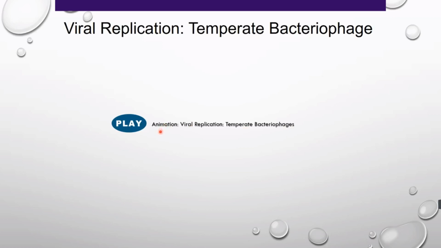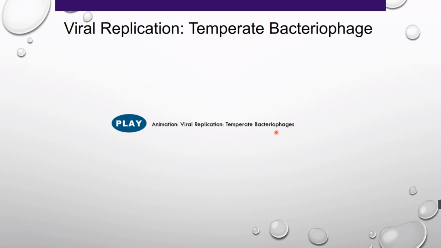The second video on viral replication in terms of a bacterial host is a temperate bacteriophage. This is where the virus integrates its genome into the host genome and is able to make more copies of itself. As the bacteria grows and divides, we're getting more and more viral genome being manufactured because it's integrated into the actual bacterial genome. As the bacteria grows, the virus genome will multiply as well.